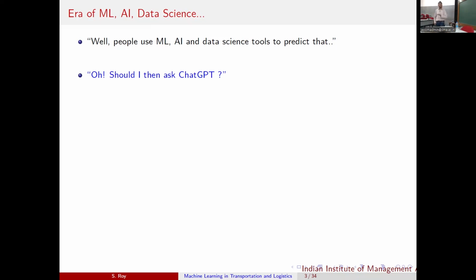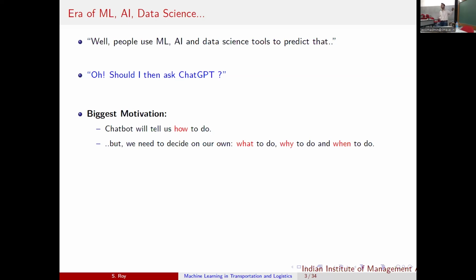For me, this particular question is the biggest motivation behind why we as researchers should talk more and more about AI and ML tools. Any chatbot, for example ChatGPT, Gemini, or anything, can tell us how to do something, if you know what to do. But we as researchers or practitioners need to decide what to do, why to do, and when to do. These 3W you need to decide. Then ChatGPT will come into the picture.